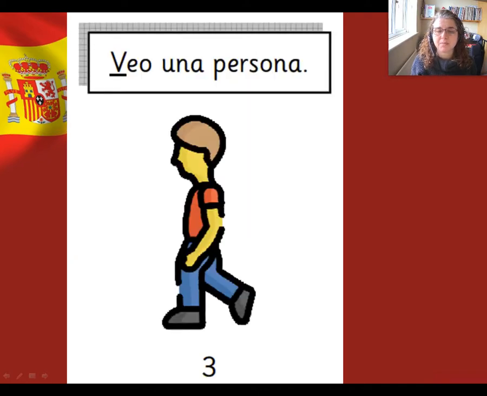Here's the next one. Veo una persona. What do you think this one means? That's right. I can see a person. So the word una persona, is that a masculine word or a feminine word? That's right. It's a feminine word because it has una before it and it ends in a. Remember that just because the word una persona is a feminine word, we're not saying this person is female. We're just saying the label that we're using to label this person with is a feminine word.